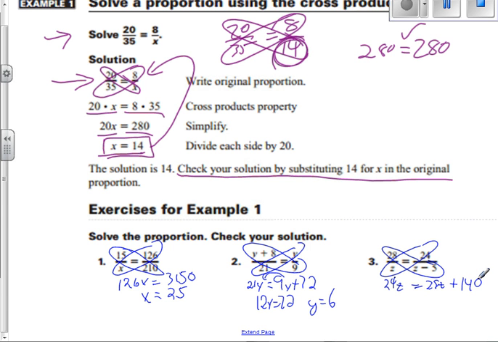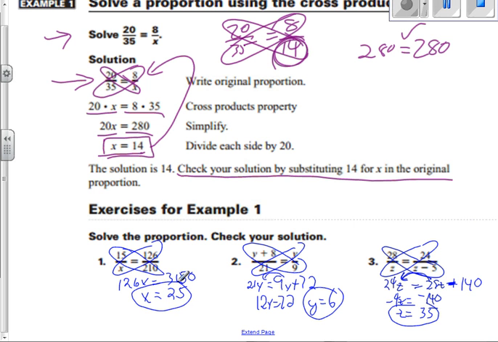And we can pull the 28z over there. That's minus 40, 140. So I'm going to pull the 28z over there, so that gives me negative 4z is equal to negative 140. And then divide both sides by negative 4. z is going to be equal to 35, okay? So z is equal to 35, y is equal to 6, and then x is equal to 25.